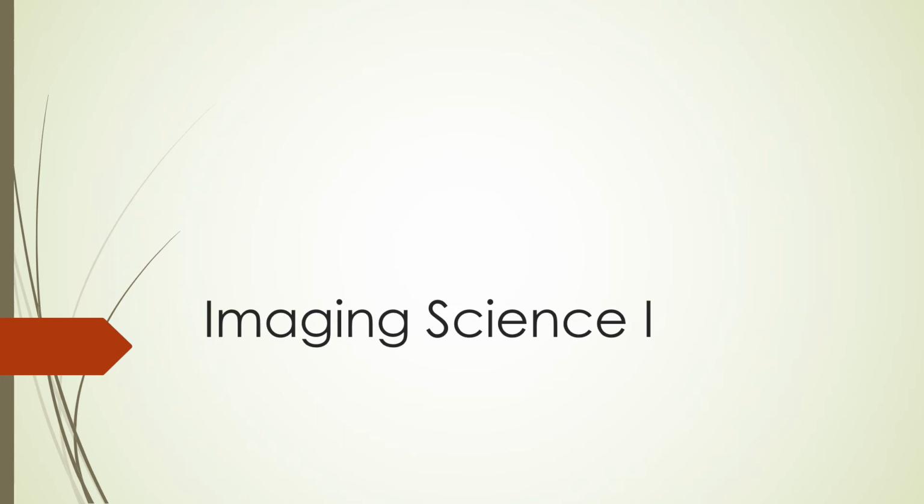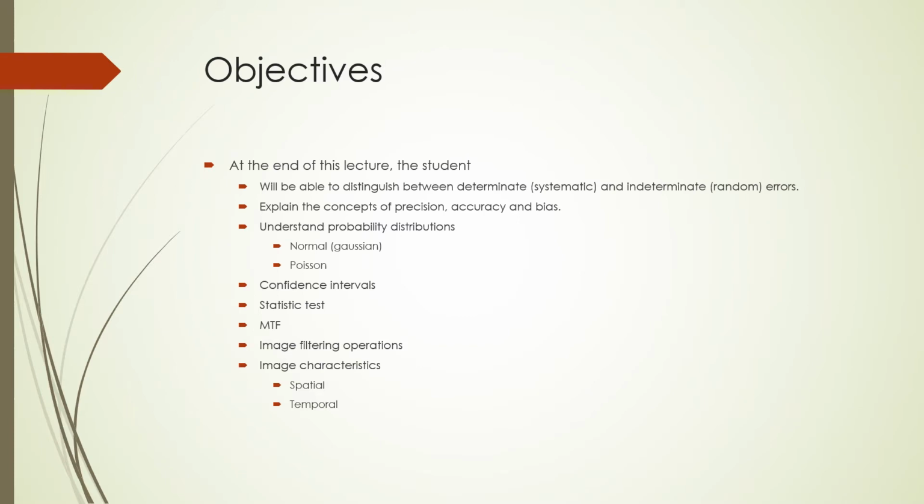In today's lecture, we shall be learning about imaging science. Let's look at the objectives for today. At the end of this lecture, students will be able to distinguish between systematic and random errors. We will be able to explain the concepts of precision and accuracy. Students will also understand probability distributions like the normal and Poisson distributions.